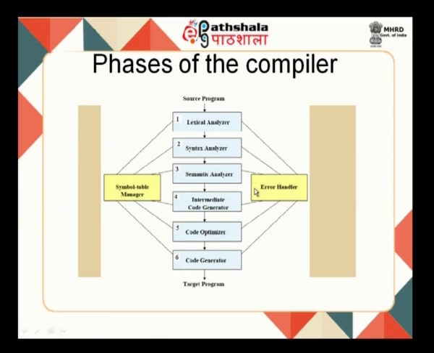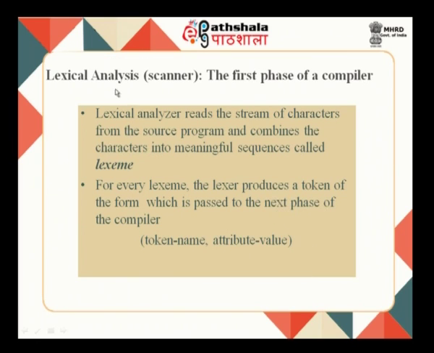So, this is what we talked about as the phases of the compiler: lexical phase, syntactic phase, semantic phase, intermediate code generation phase, code optimizer, and finally code generator. These 6 phases, along with the symbol table and the error handler, are going to convert your source program into a target assembly language program. Then it is up to the assembler to convert that into machine language finally. So, let us go through it sequentially.